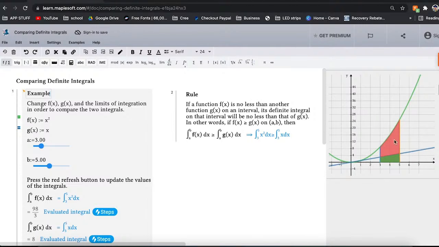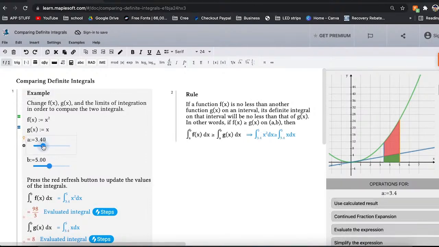The red area indicates the area under this f of x function, and the green area, represents the area under the g of x function, okay? So MapleLearn gives us a really good way of visualizing integration. We have a and b, which are the interval in which we're taking this integral. As you can see, a and b are 3 and 5, okay? If I lower this integration bound, you can see that we get a larger and larger area, and we're able to mess with the bounds really easily using MapleLearn, okay?